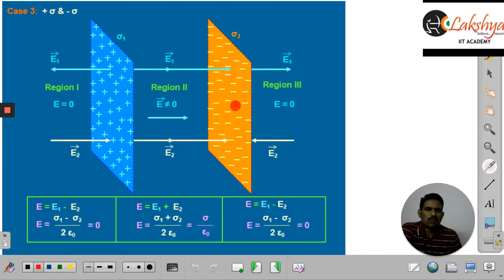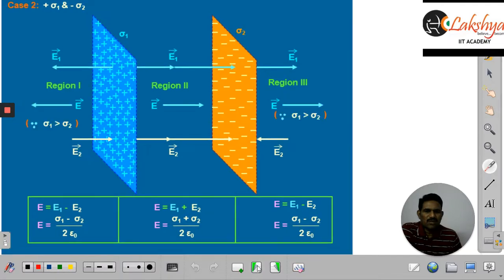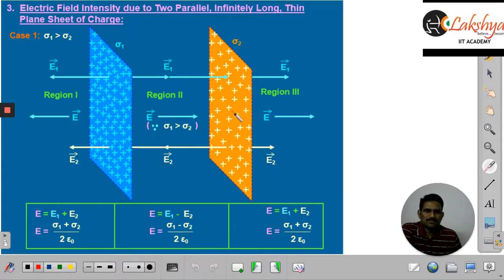So that means if they are oppositely charged and have the same charge density, the electric field in between the plates is non-zero. Outside it is 0. But if you take the case like this, where both are positively charged, and I consider sigma 1 equal to sigma 2, then you will get the opposite case. The electric field in between the planes will be 0. Both are like charges with the same magnitude of charge densities, so there is no electric field in between the planes.